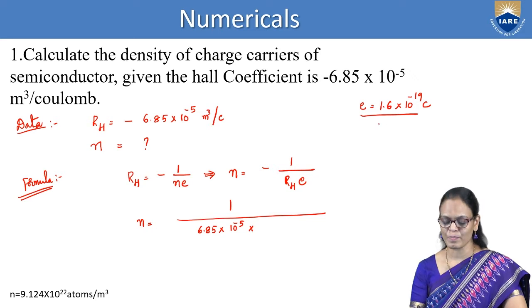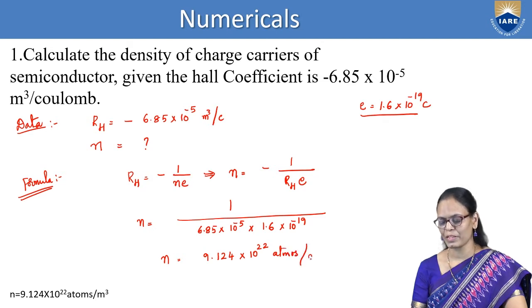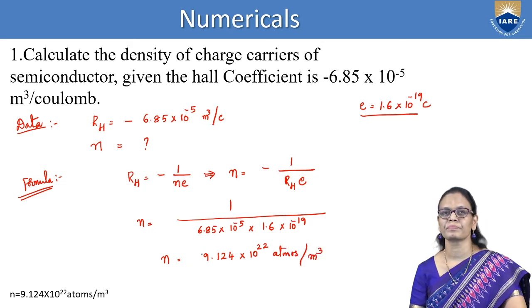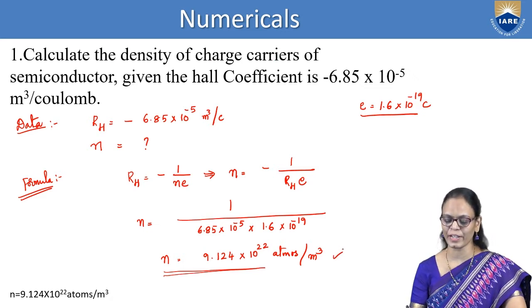Now we substitute the value of E here, 1.6 into 10 power minus 19. You can use your calculator to simplify this and you get N is equal to 9.124 into 10 power 22 atoms per meter cube. So the number of atoms per meter cube, we call it the concentration of charge carriers or the density of charge carriers. We can get it very easily.